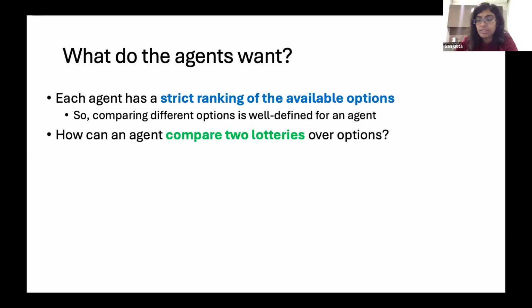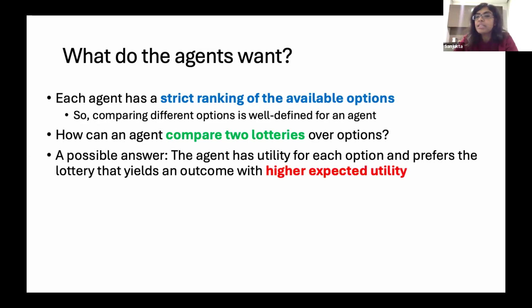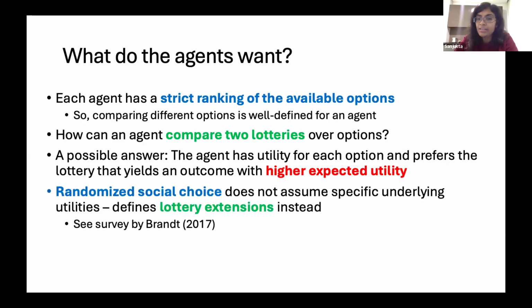In the randomized setup, the outcomes are lotteries, so the agents have to compare lotteries over the alternatives. One possible answer could be to have each agent hold cardinal values for the options, compute expected utility, and compare based on that. But what if we do not have cardinal values for each of the options? The agent's cardinal values are not known. Then we need to define some lottery extensions, for example based on stochastic dominance. There is an excellent survey by Felix Brandt called Rolling the Dice on it.